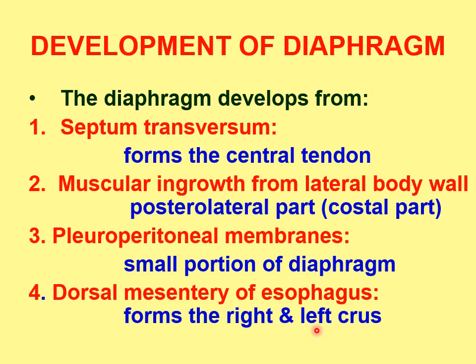As you have seen, there were the right and left crura of the diaphragm, which are making band-like structures. These are developing embryologically from dorsal mesentery of the esophagus. So you must remember that there are four structures which are responsible embryologically to form a diaphragm. Number one, septum transversum. Number two is the muscular ingrowth from the lateral body wall. Number three, the pleuroperitoneal membrane. And number four is the dorsal mesentery of the esophagus.